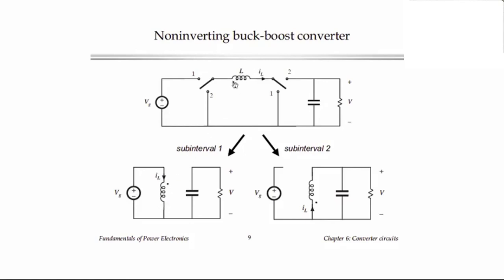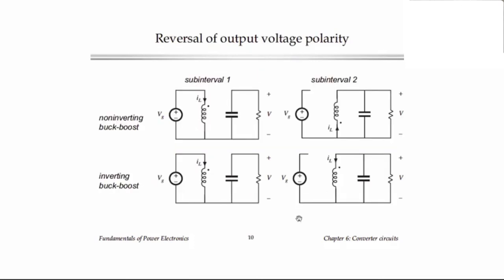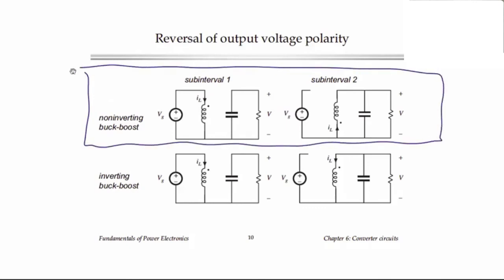In subinterval 2, we have the dot side of the inductor connected to the ground and the non-dot side connected to the output like this. Okay, so this is what we just described, and this is the non-inverting buck-boost converter.